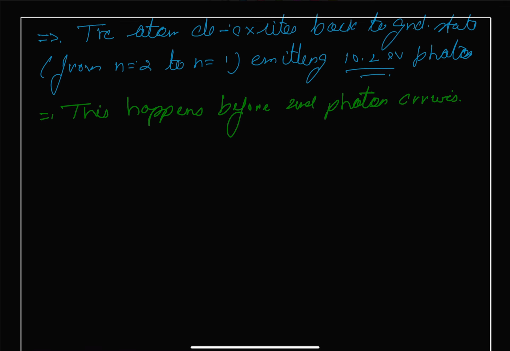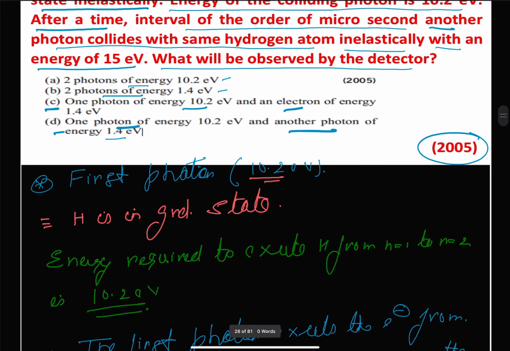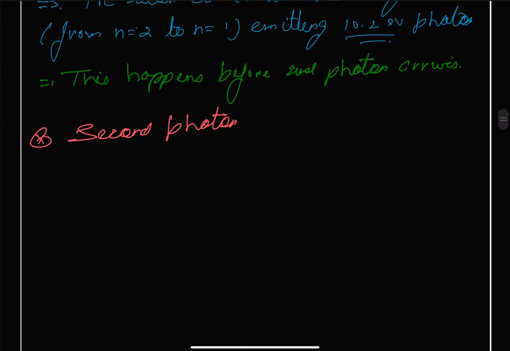And the second photon is of 15 electron volt. And here we have to remember that the hydrogen atom is in ground state.